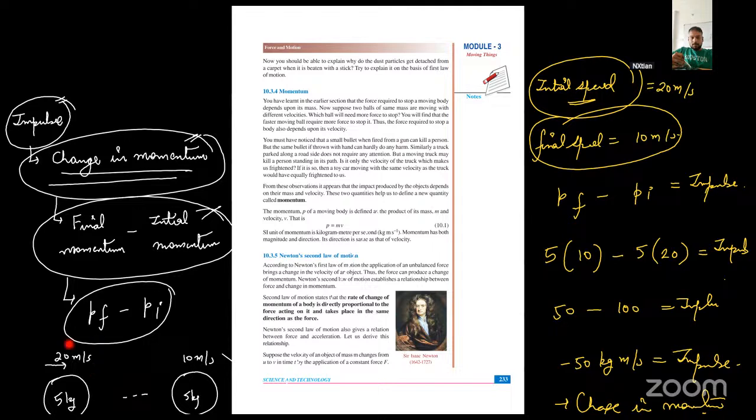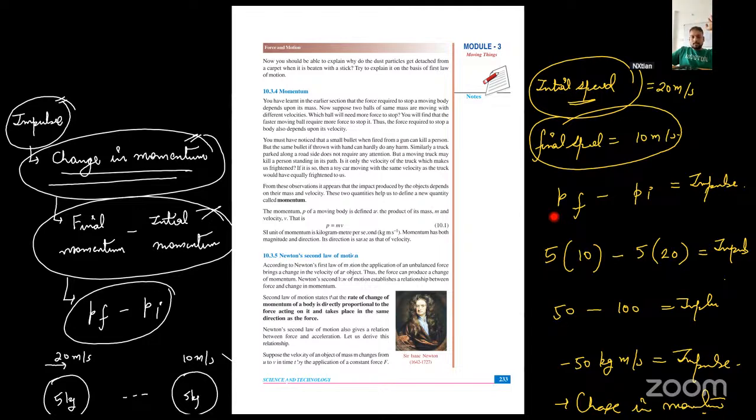At the start of the case, it was 20. What is the final speed? Final speed is 10 meter per second. Okay, now they ask what is the impulse? Impulse is basically change in momentum. Change in momentum means final momentum minus initial momentum. Now, what is the final momentum? Momentum is mass into velocity, so final momentum is mass into the final velocity.